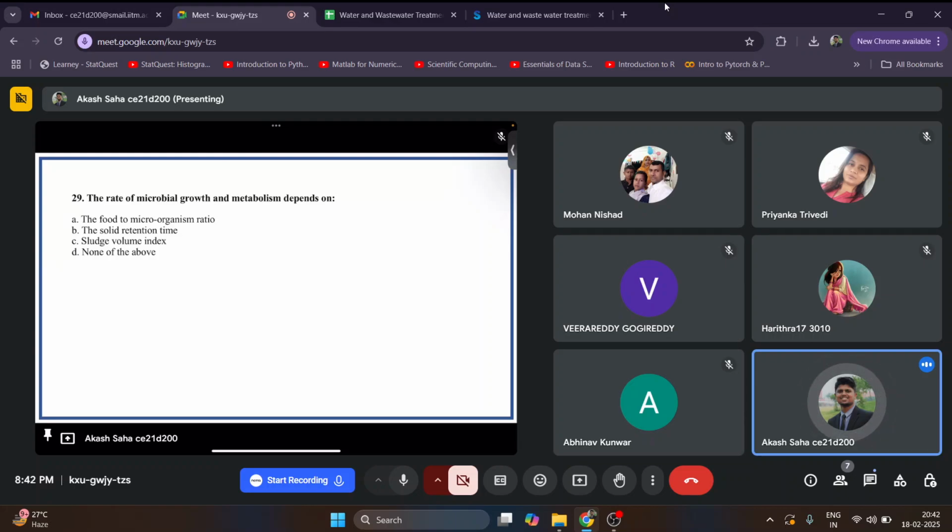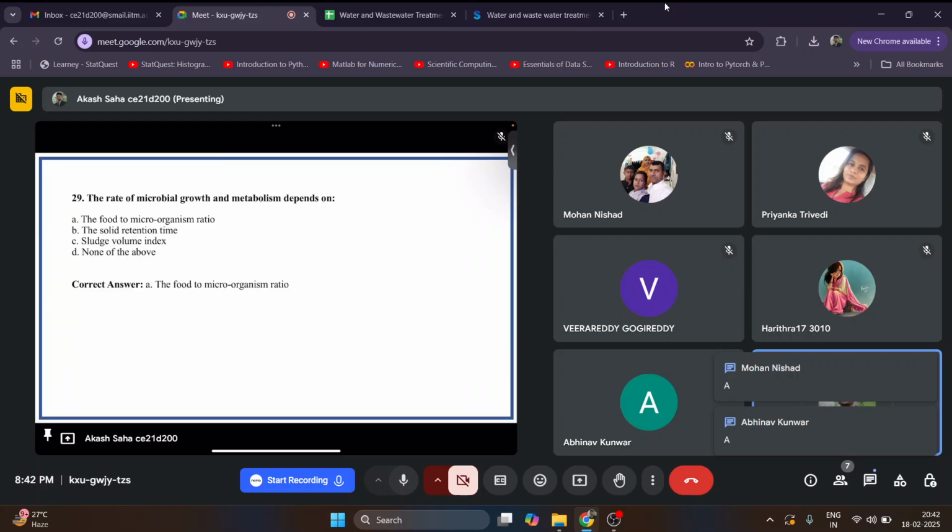The rate of microbial growth and metabolism depends on food by microorganism ratio, solid retention time, sludge volume index, or none of the above. Very direct question. You have to tell me on what the microbial growth and metabolism will depend. Definitely it will be the food to microorganism ratio, because other things will not regulate the microbial growth and metabolism. It will be only the amount of food per microorganisms you are providing.